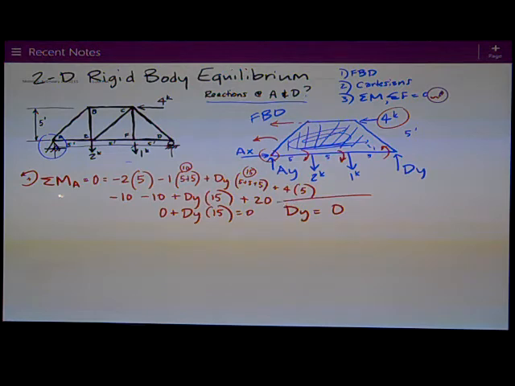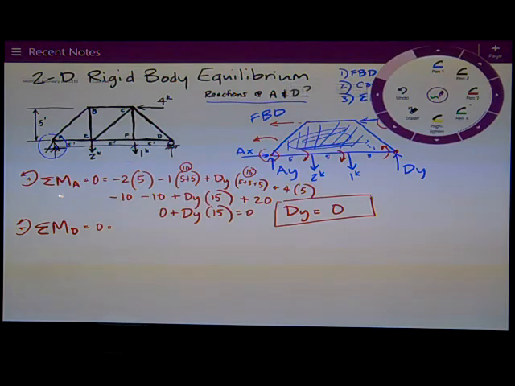So, another way I can check these things is by summing moments about some other point. So in this case, I can sum moments about D and check my answer. So, let's do that real quickly. Sum of the moments about D is also going to be 0. And now I'm summing moments about here, so let me do this in a different color so it looks different.